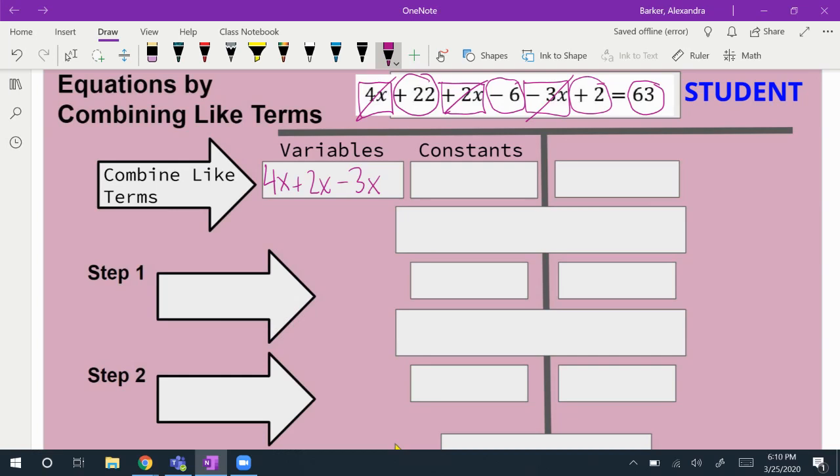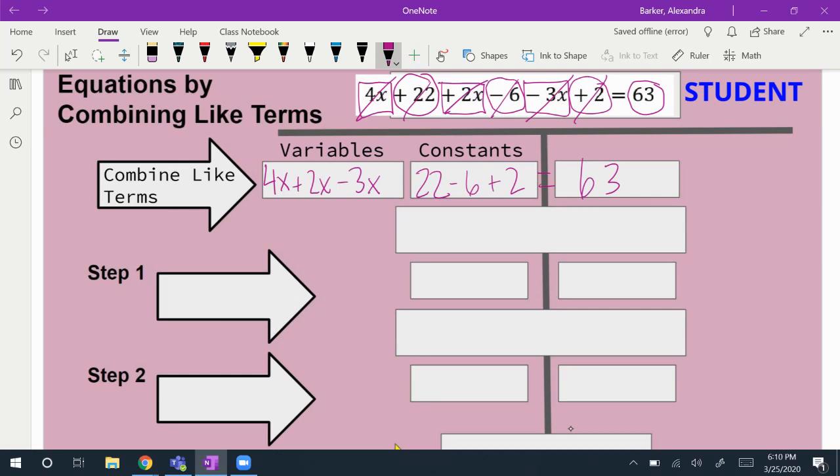Now I'm going to look on this side of the equal sign, still staying on this side of the equal sign, and I'm going to put all my constants inside this box. 22 minus 6 plus 2. Great. Equals, and over here I'm left with 63. So now I just need to combine these like terms together.